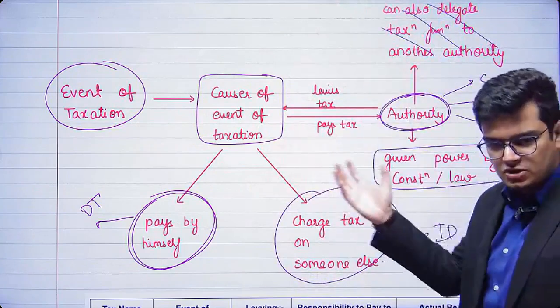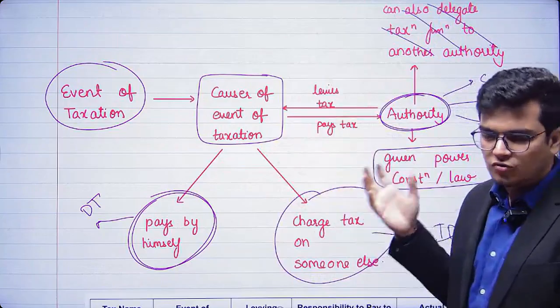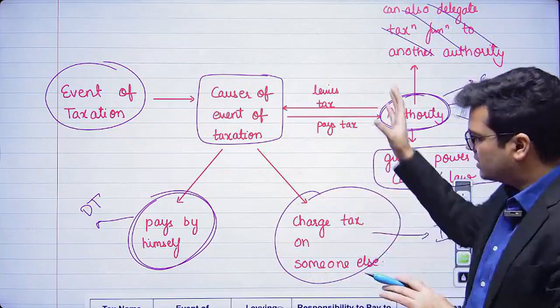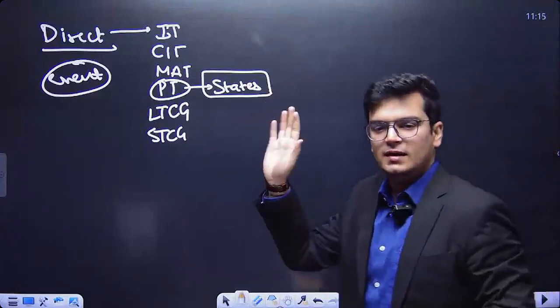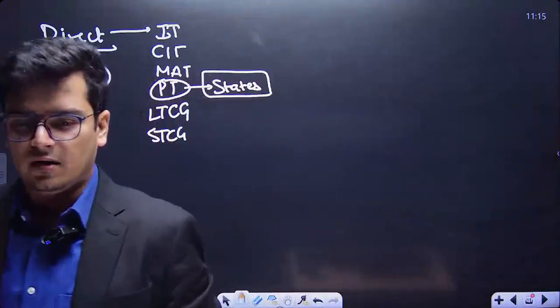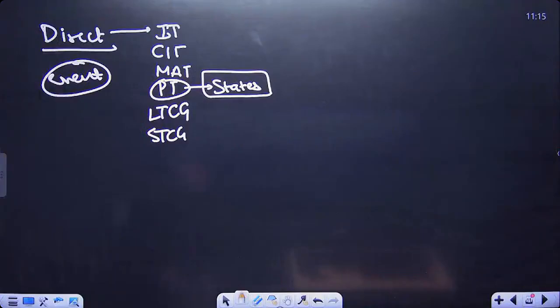But is this much and all the taxes that we have read so far, is the structure clear logically? रट के तो clear नहीं हो रहा ना. Logically, is it clear? Event of taxation, who causes it, how taxes are levied. Are the basics clear now? ये समझ आ गया?